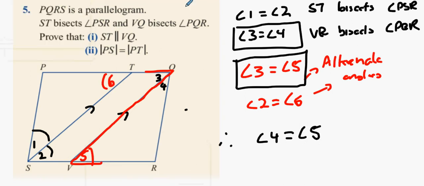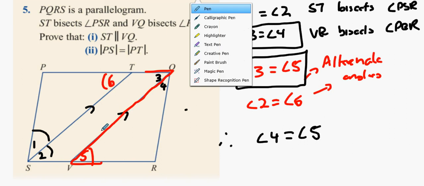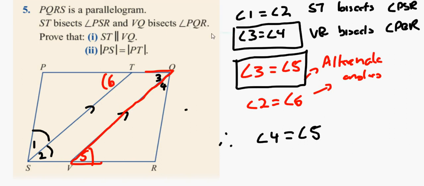Yeah, so the whole point of this question, to prove that these lines are parallel to each other, we wanted to isolate that angle 5 is equal to angle 2 somehow. That is what we're really trying to figure out here, that angle 5 equals angle 2. What we start off with is that angle 1 equals angle 2, because it bisects it. Angle 3 equals angle 4, because it bisects it as well. Then we had angle 3 equals angle 5, because of alternate angles.